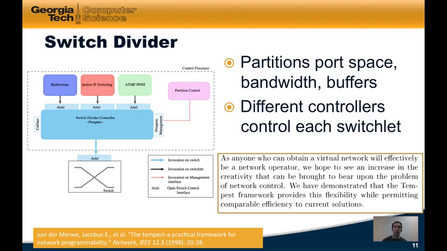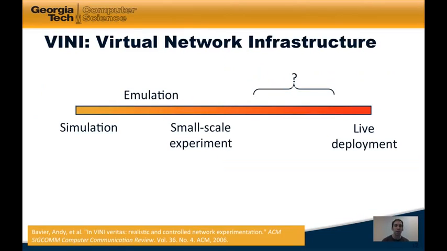So that's interesting because it essentially predicts what happens next, which is the realization that virtual network infrastructures can allow network researchers to bridge the gap between small-scale experiments and simulation and real live deployments. And that was the motivation behind VINI, or the virtual network infrastructure.